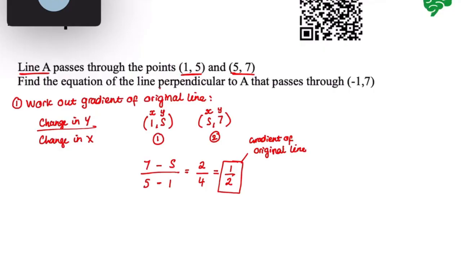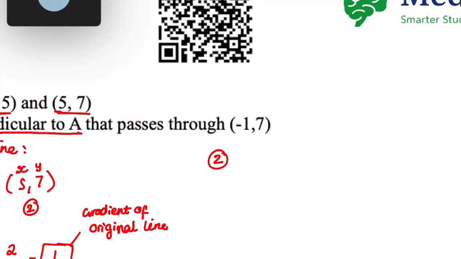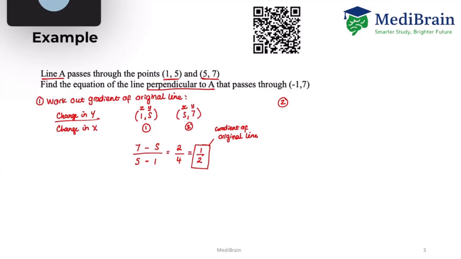We want the line which is perpendicular to the original line. If it's perpendicular, that means that we find the negative reciprocal of the gradient that we've just worked out. So the second step that we do is work out the negative reciprocal of the original gradient. That's what we're going to do.